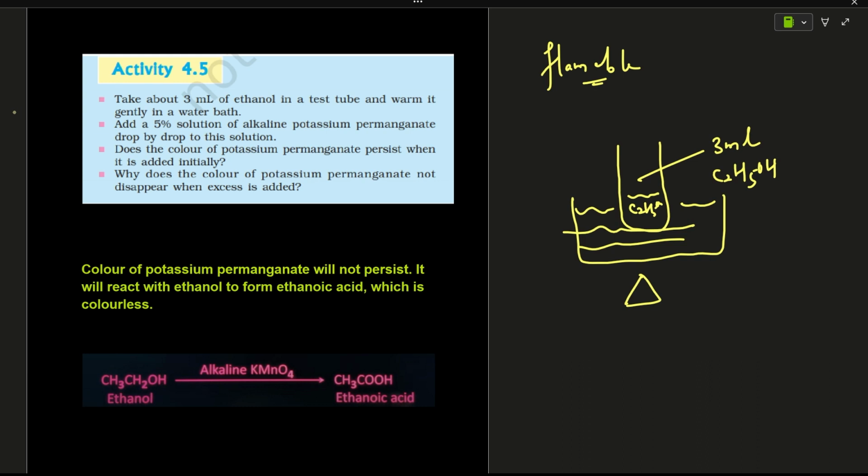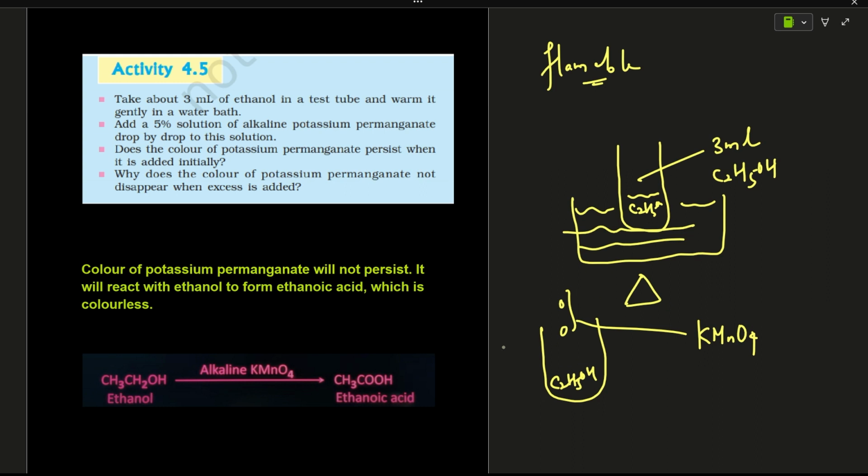ठीक है, ओके. And add 5% solution of alkaline potassium permanganate drop by drop to this solution. ठीक है, आपने अगर एक बार इसको गर्म कर लिया इथेनॉल को, अब आप क्या करोगे? इसमें drop by drop you will add what? You will add potassium permanganate, KMnO4. Okay, does the color of the potassium permanganate persist when it is added initially?